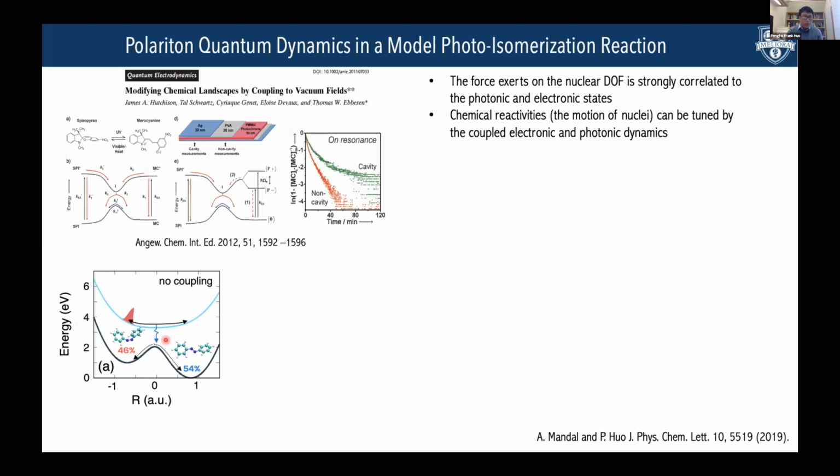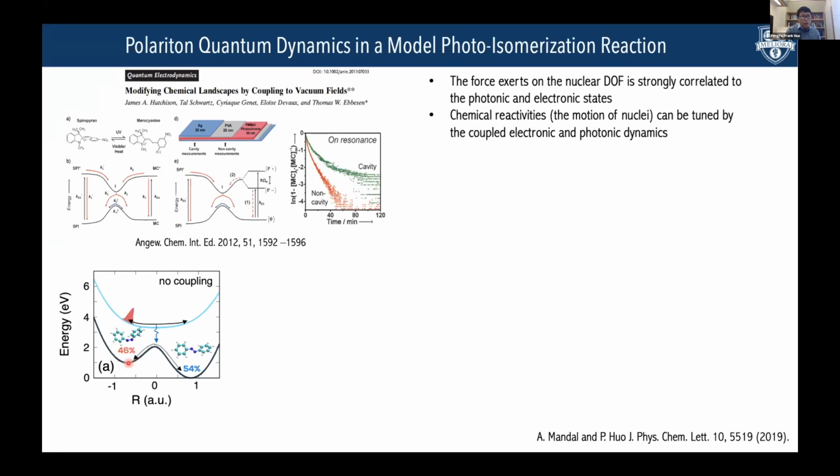We built a model system that described isomerization. In the ground state, you have two wells, cis and trans. In the excited state, this is a relatively flat potential. This is a usual curve for the S1 state for photoisomerization, because when you photoexcite the system, the electron density tends to flatten out and then it becomes more delocalized.